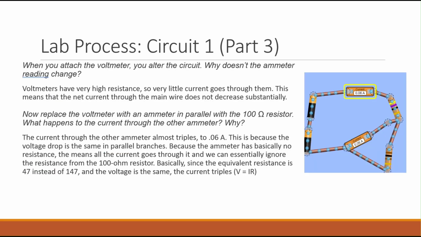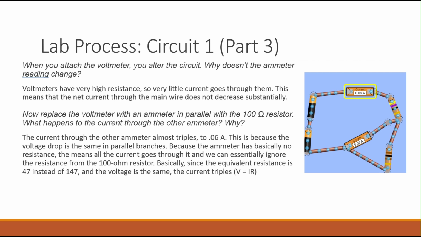And then finally, when we attach the voltmeter, we alter the circuit. So why didn't the ammeter reading change? Well, voltmeters have very high resistance, so very little current went through them. This means that the net current through the main wire did not decrease substantially, and that's why the ammeter reading did not change.